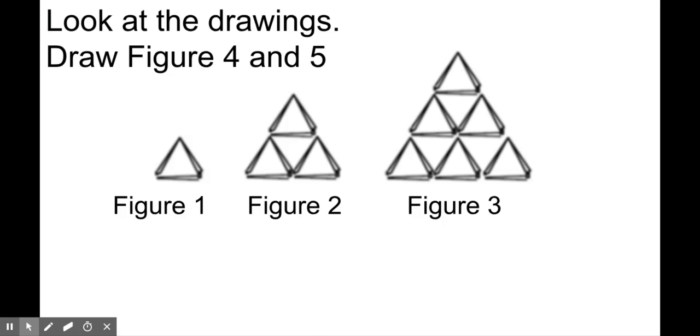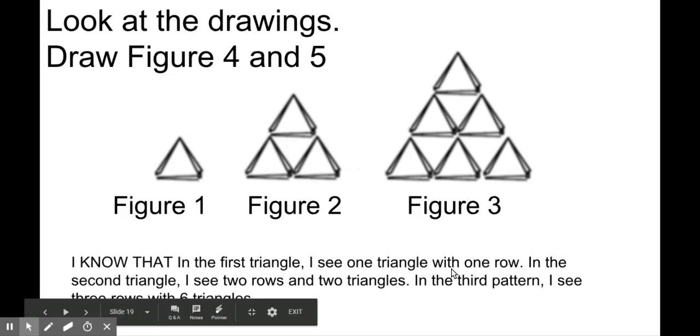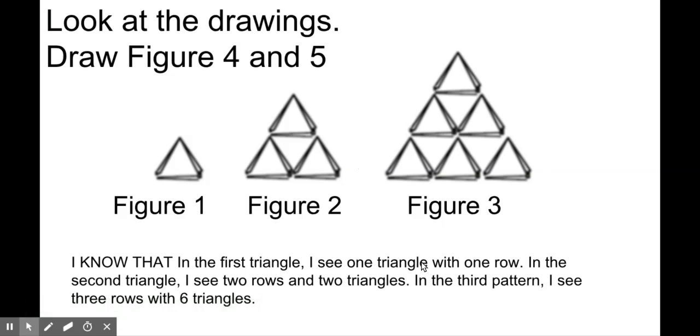And so to help me understand this, I actually wrote it out in words. So I know that in the first triangle, I see one triangle with 1 row. The second triangle, I see 2 rows of 2 triangles. And in the third pattern, I see 3 rows with 6 triangles. And yeah, that means more writing. But if writing is not your key, another great way is, I know some of you guys can just verbally explain it and explain it to your classmates.